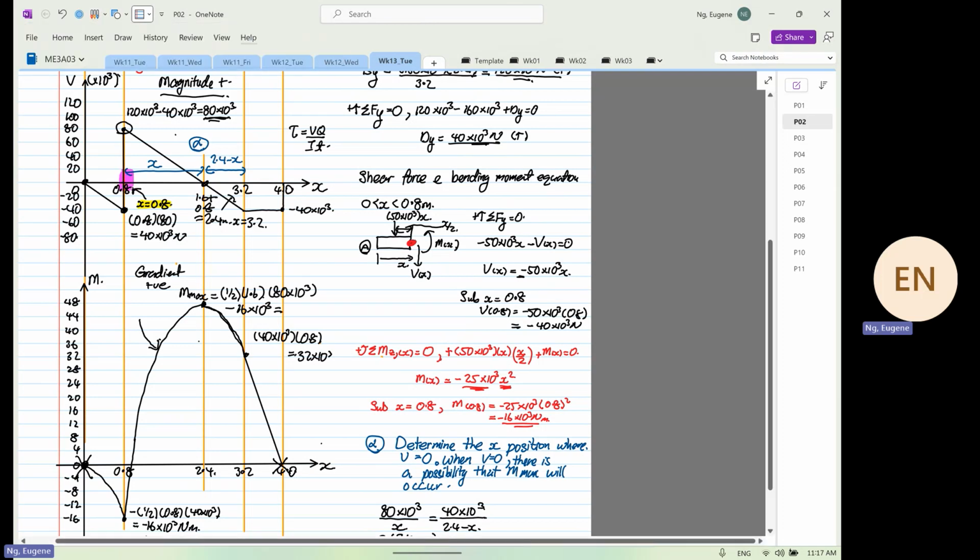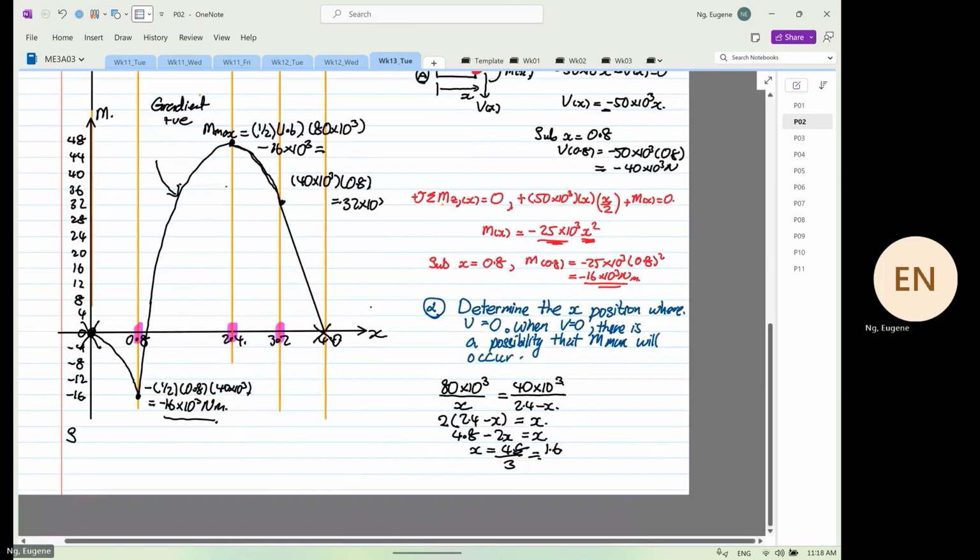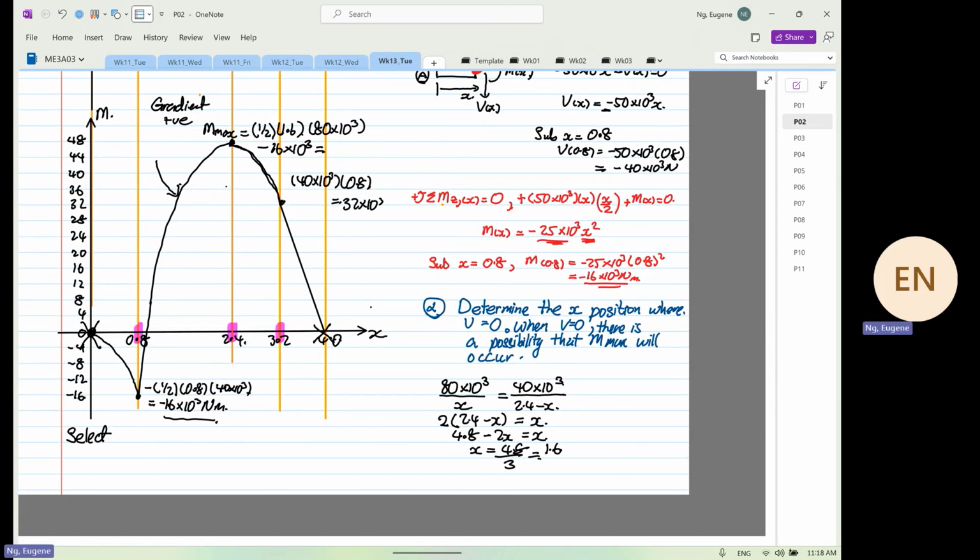And then when x is equal to 2.4, let me highlight the points I'm talking about. So you have this point to consider, this point, and this point. So here x is equal to 0.8, x is equal to 2.4, and x is equal to 3.2 to consider now, because that is where failure will occur. You can pick two, but now we're going to pick 3 locations.